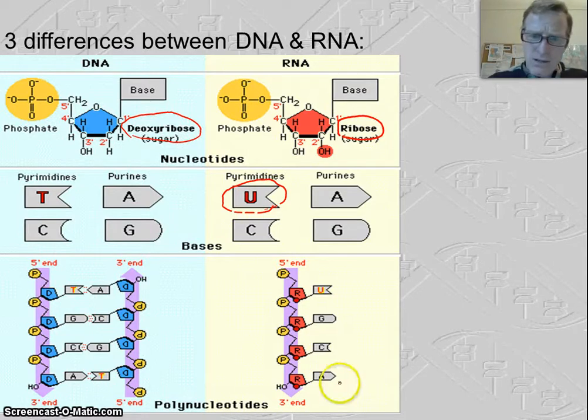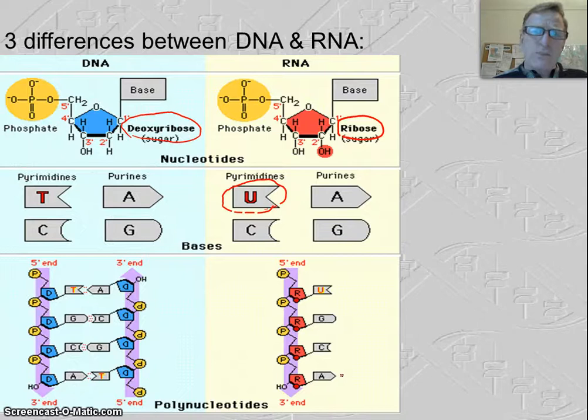RNA is single-stranded, and we'll see that RNA basically just takes that message out to a ribosome to make protein. So it doesn't have to be in this secure structure as much as DNA does. So it's single-stranded versus double-stranded. Those are the three structural differences between DNA and RNA.